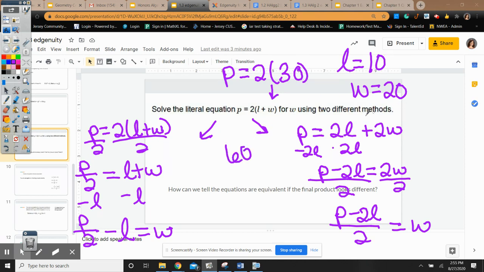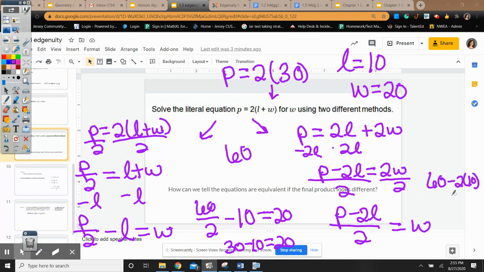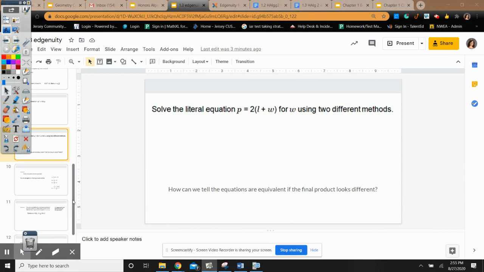If I plug 10 and 20 into both of these, will I get 60? So 60 over 2, we're going to see if this is true. Minus 10, does that equal 20? Well, that's 30 minus 10, that equals 20. This one works out. Let's try this guy. The perimeter was 60. 60 minus 2 times 10, all over 2. 60 minus 20 over 2. 40 over 2, does that equal 20? It does, and you can show that they are equivalent by using some variables to plug in and test.